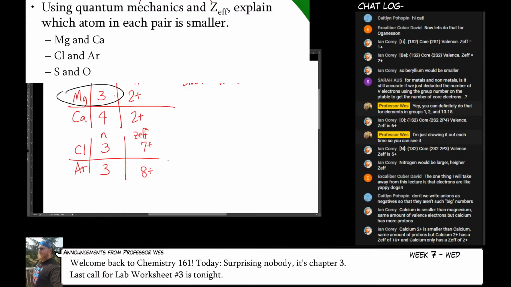Which is smaller? Well, within the same level, larger Z effective means a smaller atom. So argon must be smaller than chlorine.